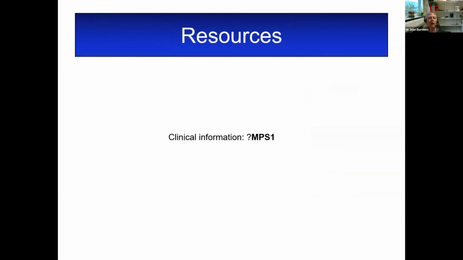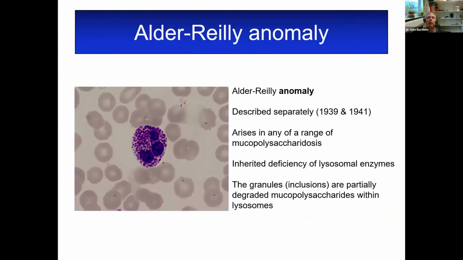At that point, we looked back at the clinical information, and the clinical information had a helpful phrase, query MPS1. Now, in retrospect, MPS1 stood for mucopolysaccharidosis 1, otherwise known as Hunter's syndrome. And in this condition, we see these cells, the Alder-Reilly anomaly. It's called the Alder-Reilly anomaly because it occurs in a range of different conditions. It's not simply diagnostic of one condition, but it can occur across a range of mucopolysaccharidosis states.